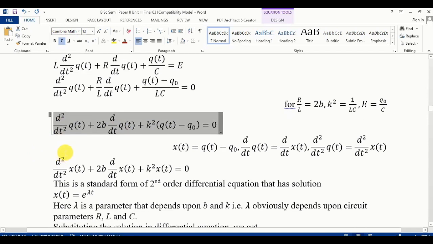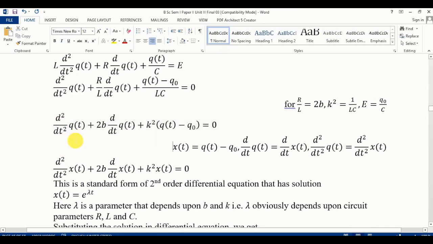So, second order time derivative of transient charge plus twice b times first order derivative of transient charge plus k square into q minus q0. Q0 is something that is determined by the battery potential. By doing that substitution, and one more substitution, we are putting a quantity x of t equal to q of t minus q0.